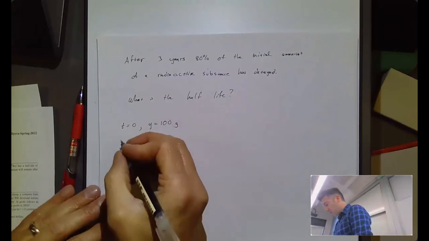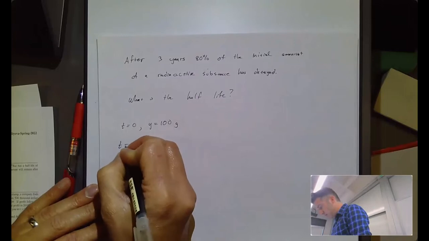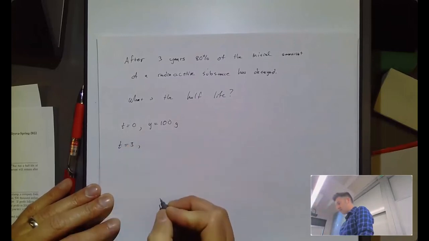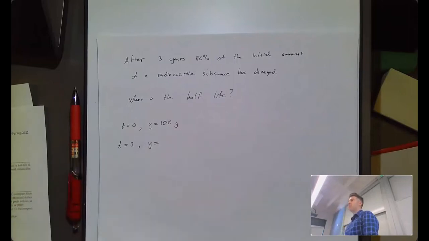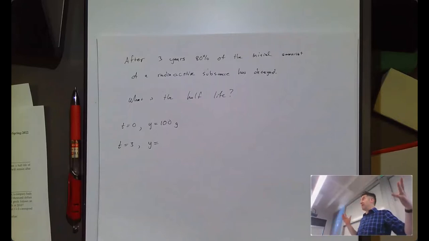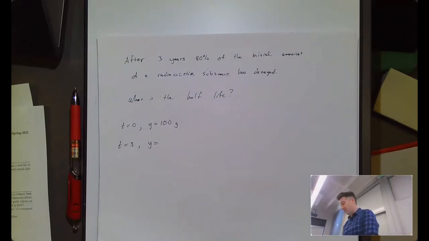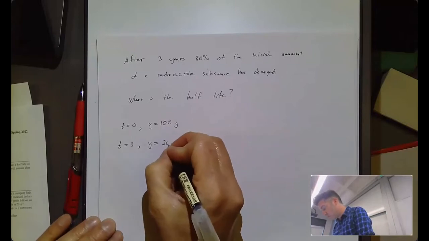And then I know that 3 years later, how much radioactive substance do I still have? Well, we have to be careful about reading the question. This question specifically says, 3 years later, 80% of the initial amount of radioactive substance has decayed, meaning that is not what's left. That's what's gone, and the other 20% still remains. So after 3 years, we have 20 grams remaining.